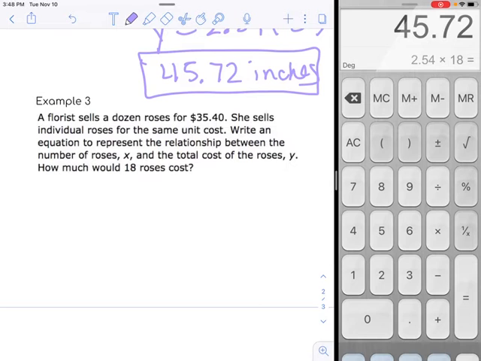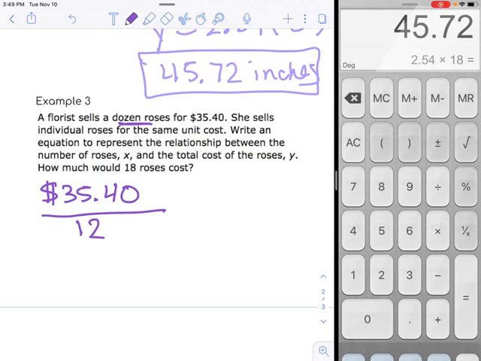A florist sells a dozen roses for $35.40. So I'm going to do cost, $35.40, to roses, which I have a dozen, which is 12 roses. And she sells individual roses for the same unit cost. Write an equation to represent the relationship between the number of roses, x, and the total cost of roses, y. How much would 18 roses cost?